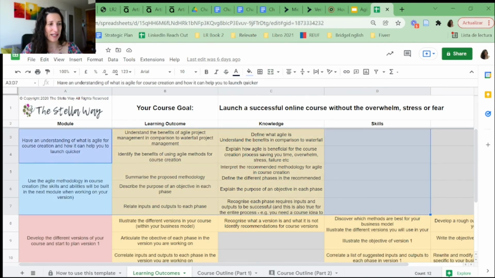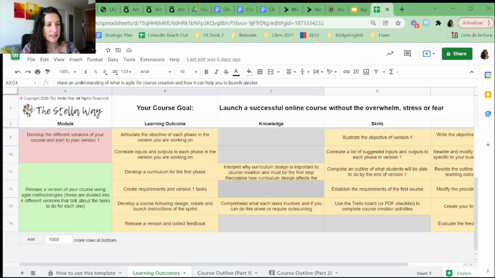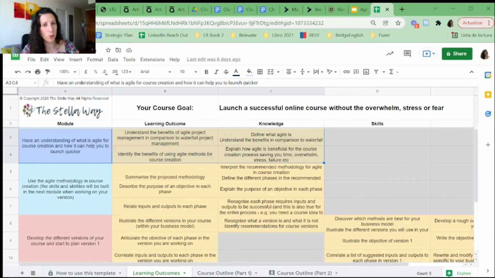Now this is where I started. This was a workshop I delivered. The workshop didn't go through each part of the Agile methodology. It didn't go through the skills you need to deliver it, the objectives, or inputs and outputs. It didn't go through what those different versions are and all the possible tasks you can have. It didn't go through the practical sides of implementing course creation. It simply went through what is Agile course creation and how it would support you to be able to launch quicker. That's it. That was where my workshop started.